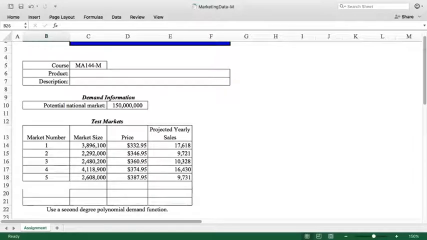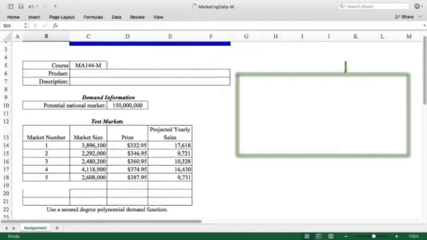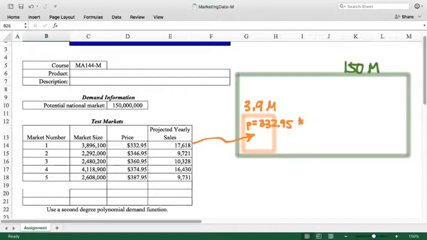There's 150 million consumers in the country that might buy your product, a 150 million national market. But each of these test markets is considerably smaller. So if I take test market number one, for example, it's only about 3.9 million customers. So this is test market number one. And inside of test market number one, the finding that your marketing team came up with is that if we set a price point of $332.95 per unit, this is dollars per unit.